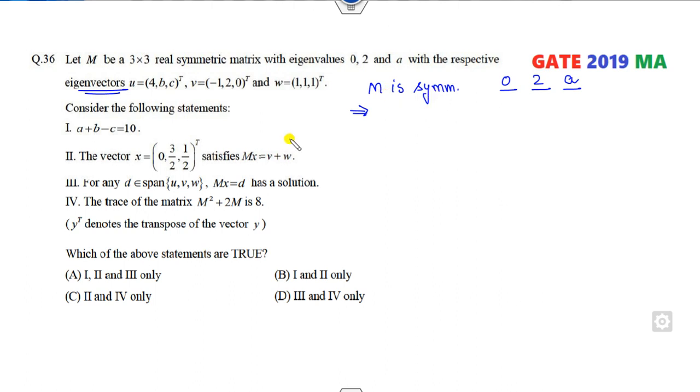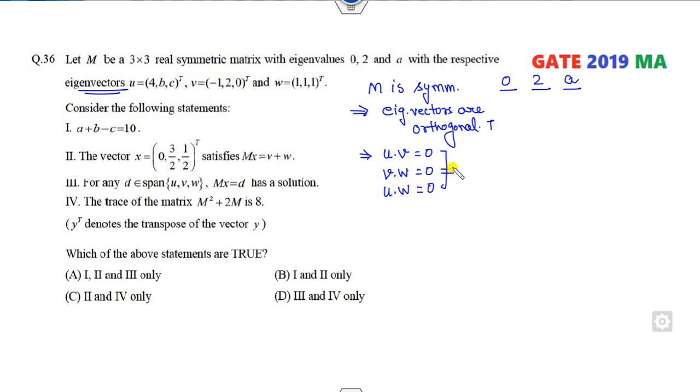Once the matrix is symmetric, what you can say, the eigenvectors are orthogonal to each other. We all know orthogonal. So what is the meaning of the orthogonal? u dot v will be 0, v dot w will be 0, and u dot w will be 0, but provided one condition. What is that condition?